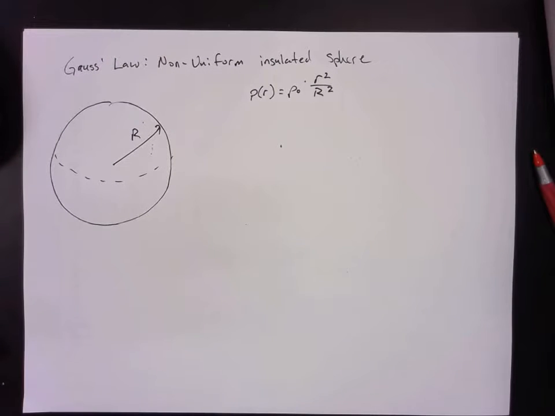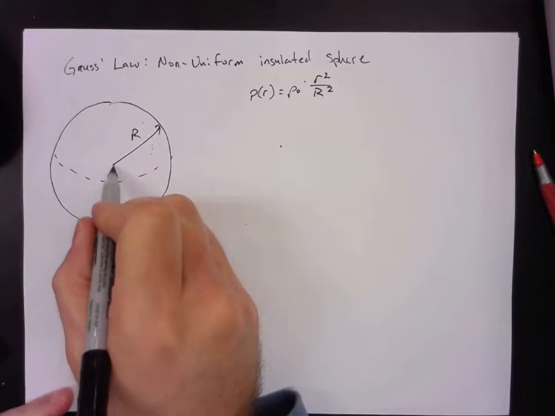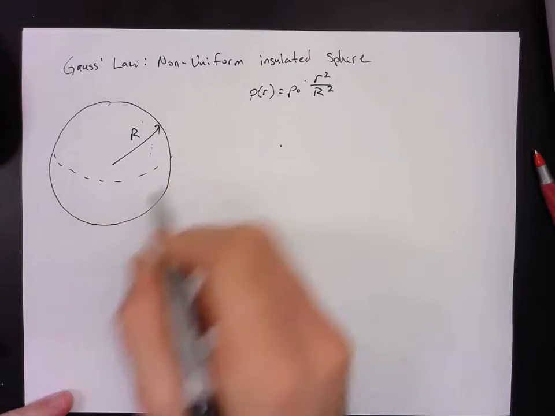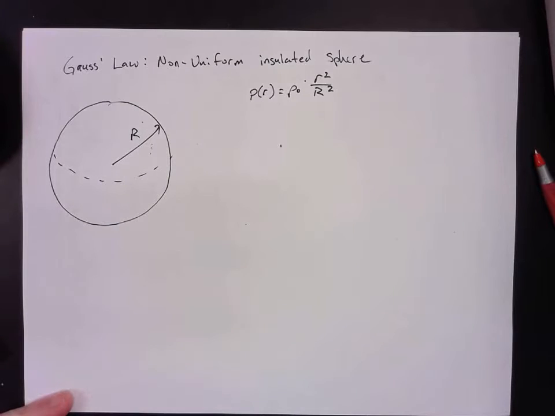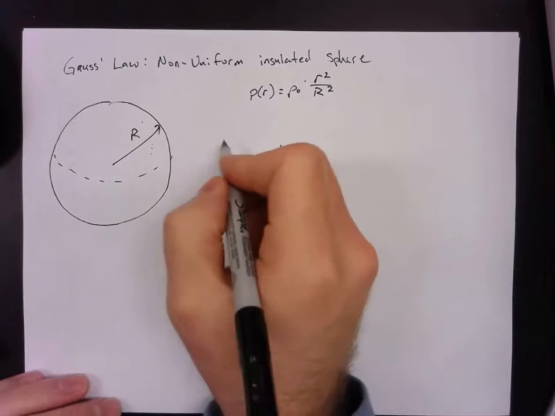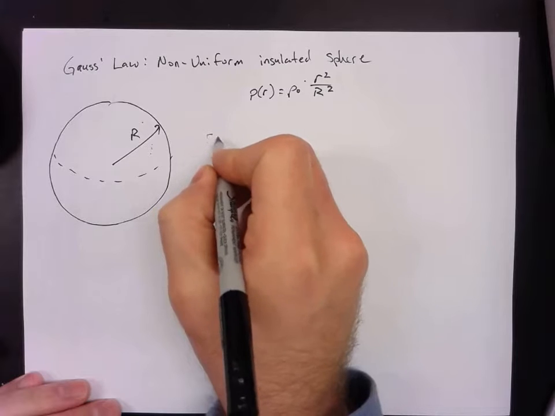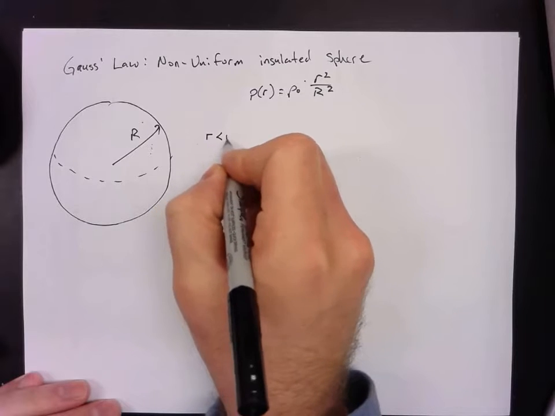All right, here we're going to look at another spherical symmetry situation, but here our sphere is a non-uniform charge density, insulated sphere, where the charge density increases as we move further away from the center, with relationship to that function.